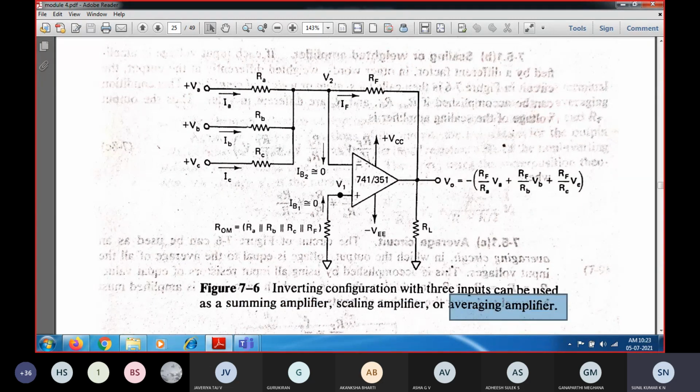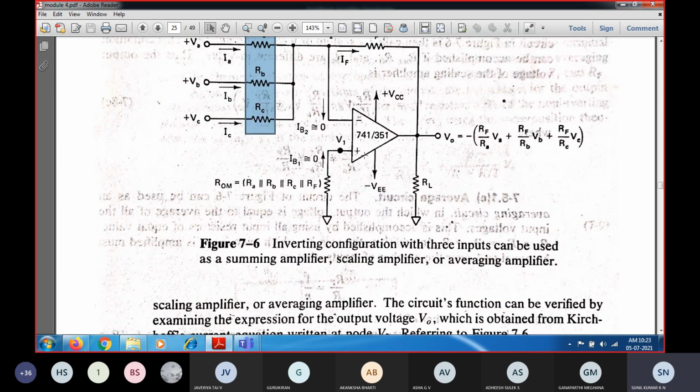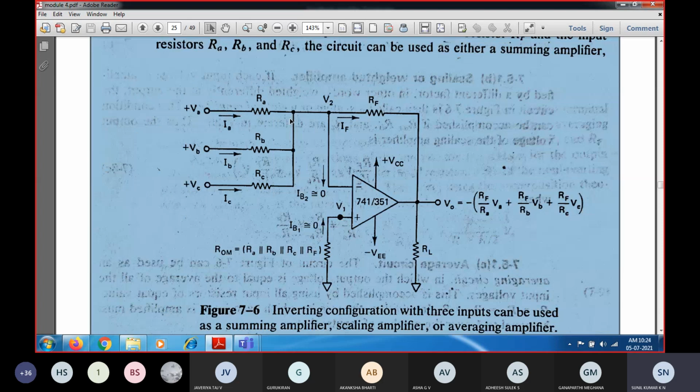With the same circuit, because you are not going to modify anything, only the resistance part you are going to alter. If you alter these values, you can make this circuit function as a summer as well as a scaling as well as an averaging amplifier. So first, you should know the values. For this I am going to explain the design part.